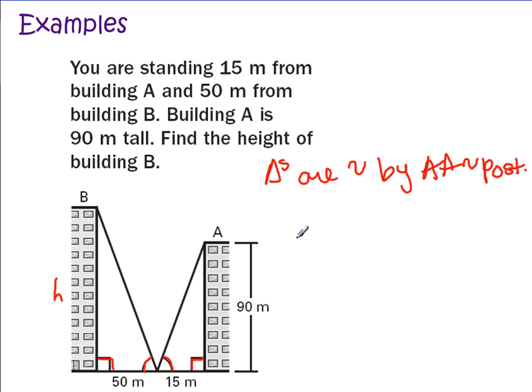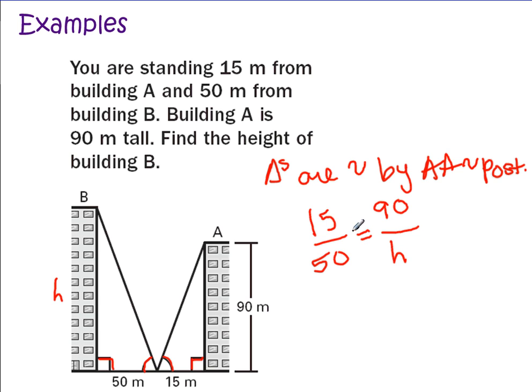So we can continue. For the proportion that we're going to set up, let's call this our distance to the building, and this is the height. So we have 15, which corresponds with building A, over 50, which corresponds with building B. That'll be equal to 90, the height that corresponds with building A, over H, which is the height that we're trying to find for building B.